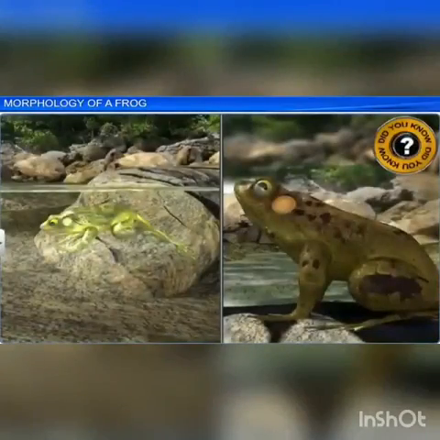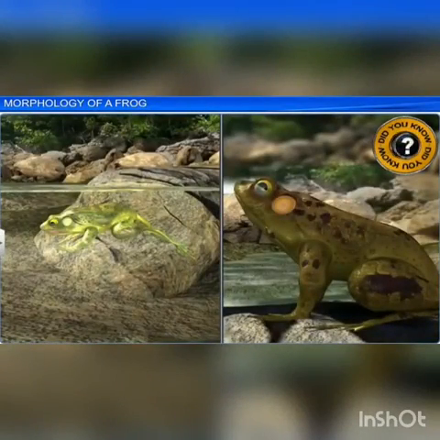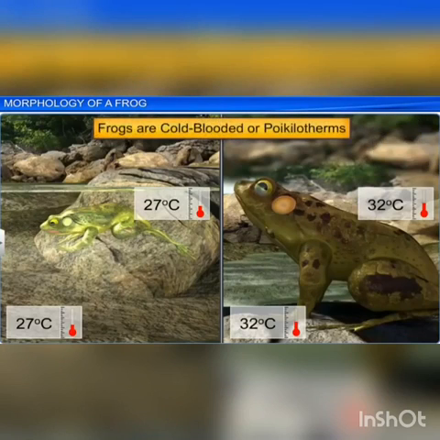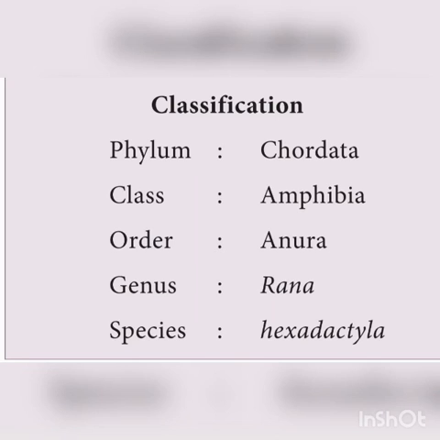This frog can change its body temperature. The body temperature varies with the varying environmental temperature. So it is called poikilothermic or cold-blooded animal. If you see the classification, it belongs to the phylum Chordata, class Amphibia, order Anura, genus Rana, and species hexadactyla. So frog is Rana hexadactyla, where hexa means 6 and dactyl means fingers, okay, hexadactyla.